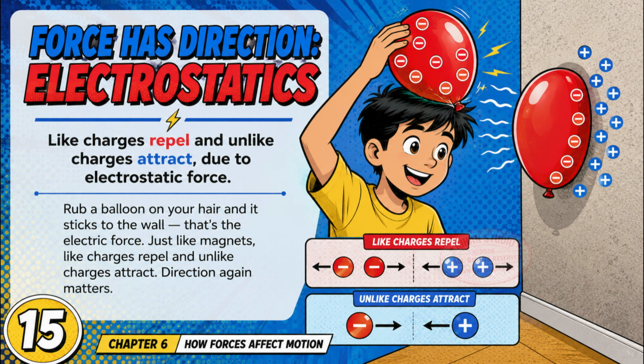Force has direction, electrostatics. Rub a balloon on your hair and it sticks to the wall. That's the electric force. Just like magnets, like charges repel and unlike charges attract.